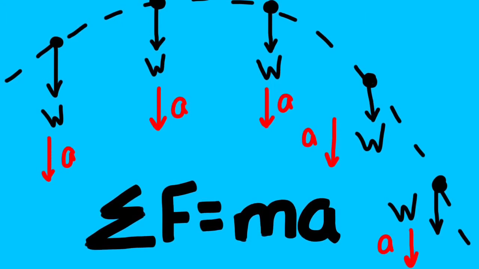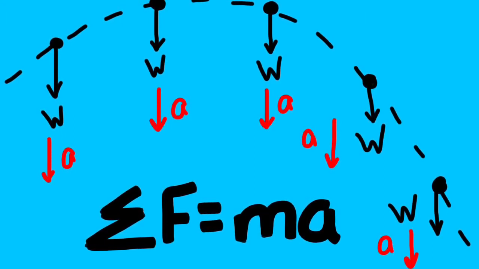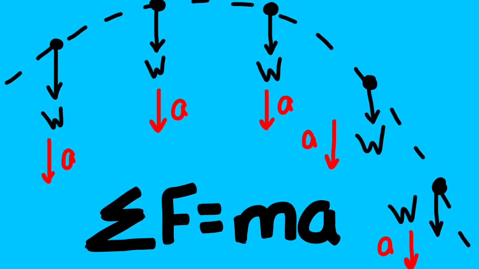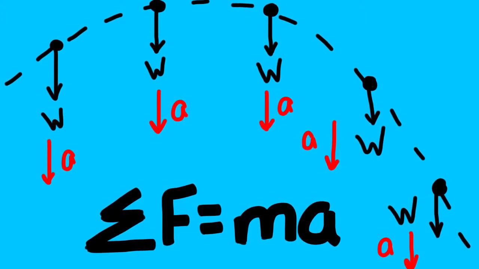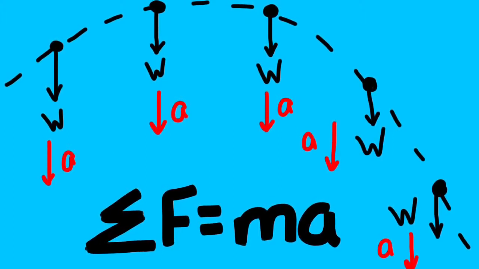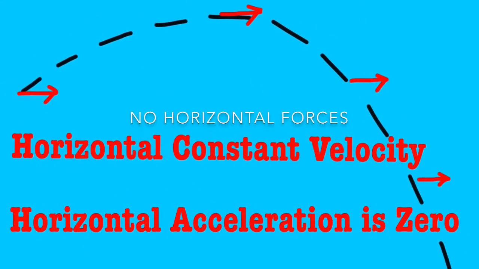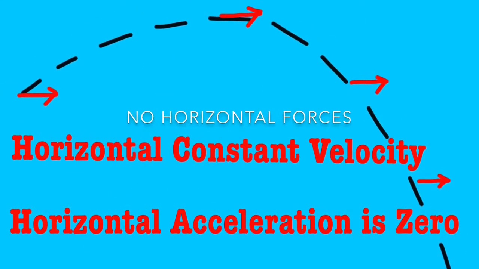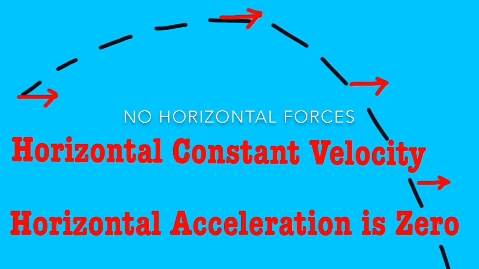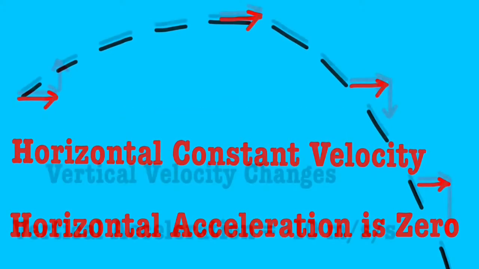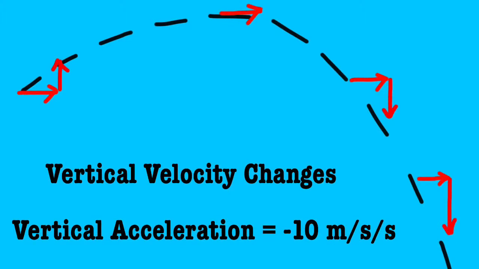The direction of that weight is straight down. It is the net force, and by Newton's second law, the acceleration caused by that weight, the net force, is also down. Therefore, during projectile motion, there is no acceleration in the horizontal direction, and the velocity in the horizontal direction is constant. And of course, the vertical velocity will change, and that acceleration, that rate of change, is about 10 meters per second every second down.